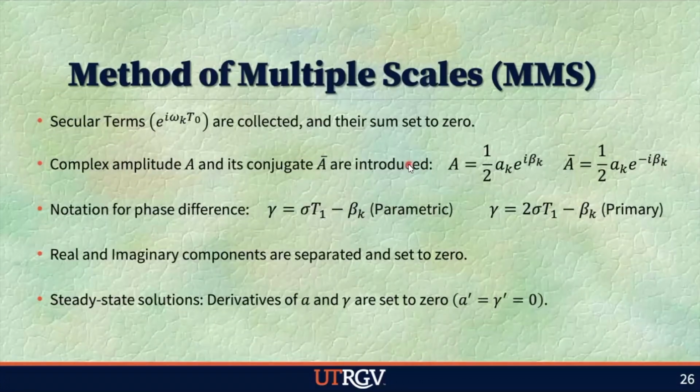Next, secular terms are collected and their sum is set to zero. These are terms that contain e to the I omega t naught. The real and imaginary components are also separated and their sum set to zero. The steady state solutions are then found by setting A prime and gamma prime to zero, where A is the amplitude and gamma is the phase difference.